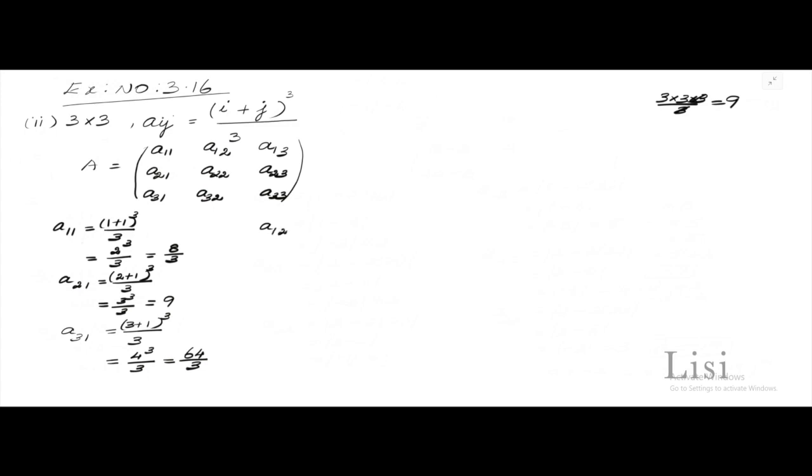Next, A12 is equal to i is 1 and j is 2 to the power 3 divided by 3. So here 1 plus 2 is 3, 3 to the power 3 by 3. So here we will be getting 9. A22 is equal to i is 2 and j is 2 to the power 3 divided by 3.